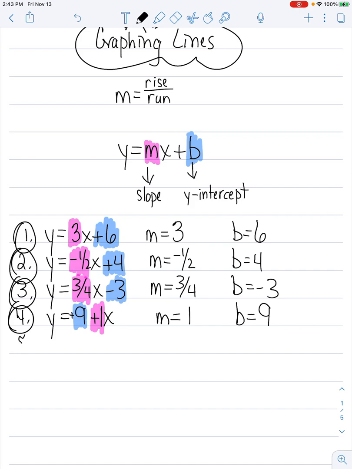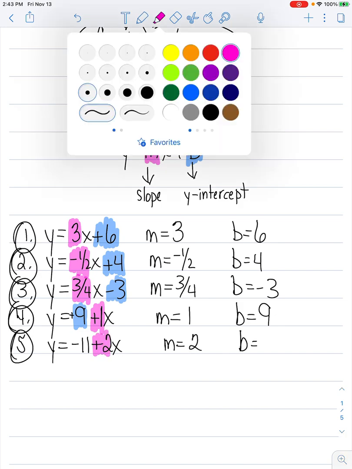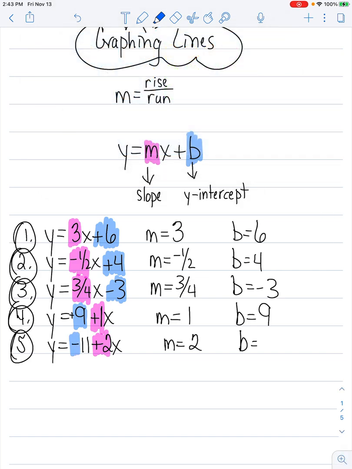Let's try another one like that, where they mix it up a little bit. So y = -11 + 2x. So again, I told you on purpose that we mix this up a little bit. So my slope, which is in front of my x, is positive 2. And my y-intercept, which is the plain old number, is -11. Remember, keep the sign that's in front of the number with it.